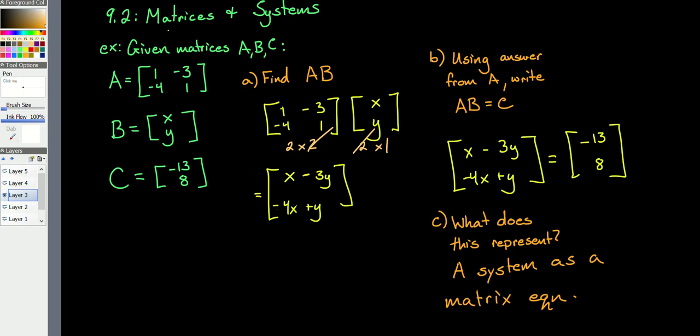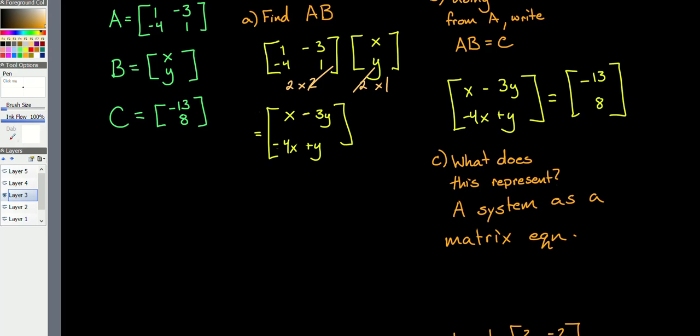Cool. If we want to be really explicit with it, the matrix equation, or the matrix stuff that we see, really gives us a system: x minus 3y equals what again?